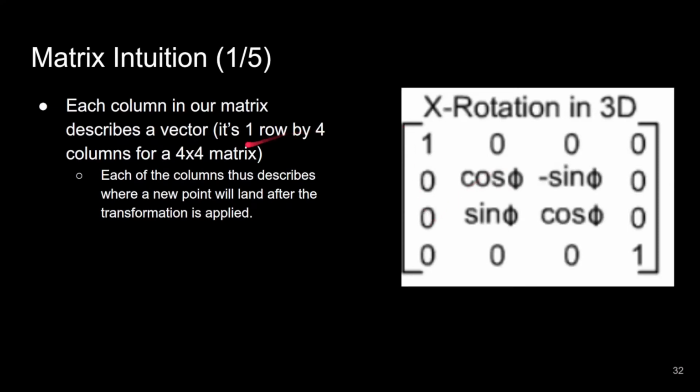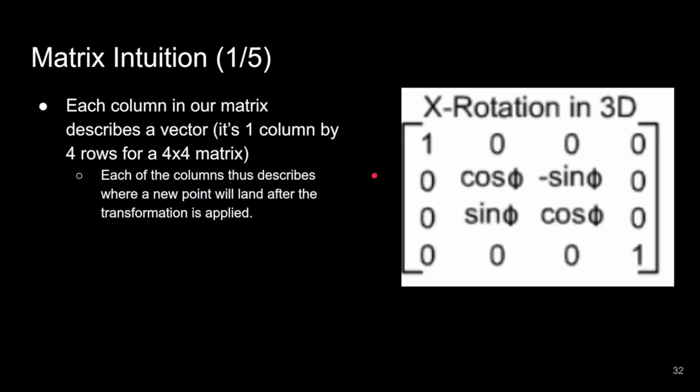But each column in our matrix describes a vector, right? Well, I guess depending on the system here. And let me make a little correction. It doesn't matter how I do this, but it's sort of one column by 4 rows. So rows, again, go across, columns go up and down here.